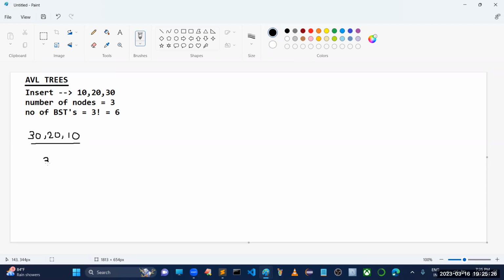Sir, first, if you insert 30, 30 will become the root node. What about its left child? 20 will become its left child. Again, if you insert 10, it will become its left child. Like this we have. Immediately, you have to calculate the balance factor. Its balance factor is 0. For node 20, the left height is 1, the right height is 0, so it will become +1. For node 30, the left height is 2, the right height is 0, so it will become +2.